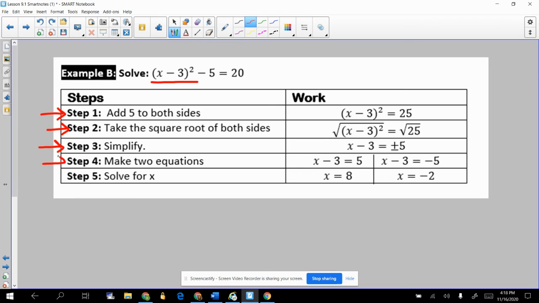But then you need to make 2 equations, and one needs to be set equal to the plus 5, and one needs to be set equal to the minus 5. And then you go ahead and solve for x in step 5. Okay, so here they added the 3 to the 5 to get 8. And here they added the 3 to the negative 5 to get negative 2.